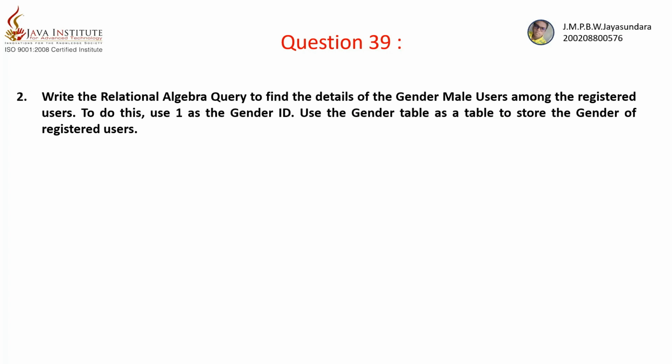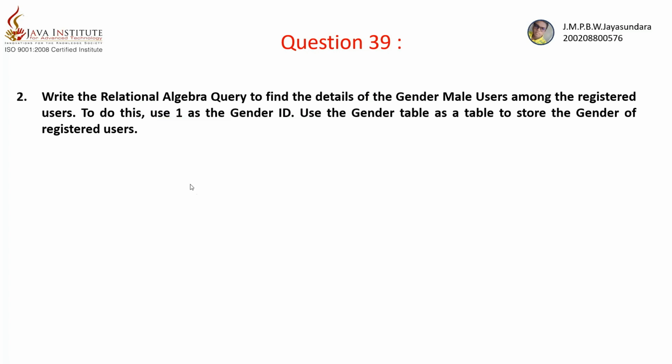Here we have our second query. It says, write the relational algebra query to find the detail of the gender male users among the registered users. To do this, use 1 as the gender ID. Use the gender table as the table to store the gender of registered users. As you can see, they have given us the gender ID and the table gender table.